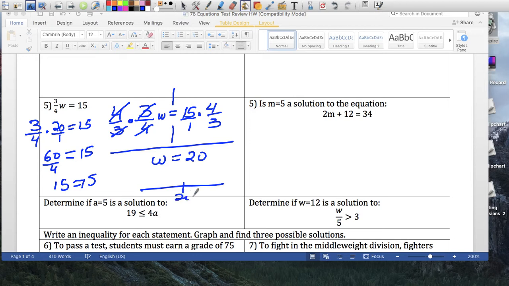Graph. Here's my 20, 21, and 19. The circle.